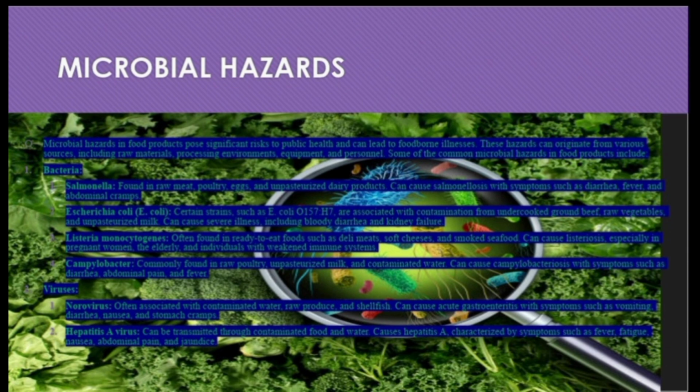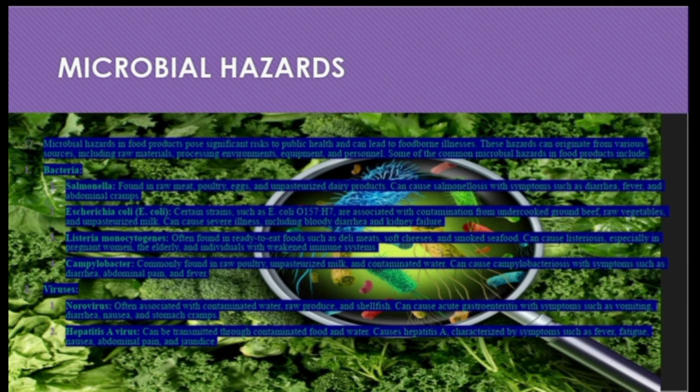Bacteria are present everywhere. Some bacteria can be beneficial and some can be harmful to public health. First, we can see Salmonella. Salmonella is found in raw food materials, poultry, eggs, and unpasteurized dairy products. It can cause salmonellosis, with symptoms such as diarrhea, fever, and abdominal cramps.